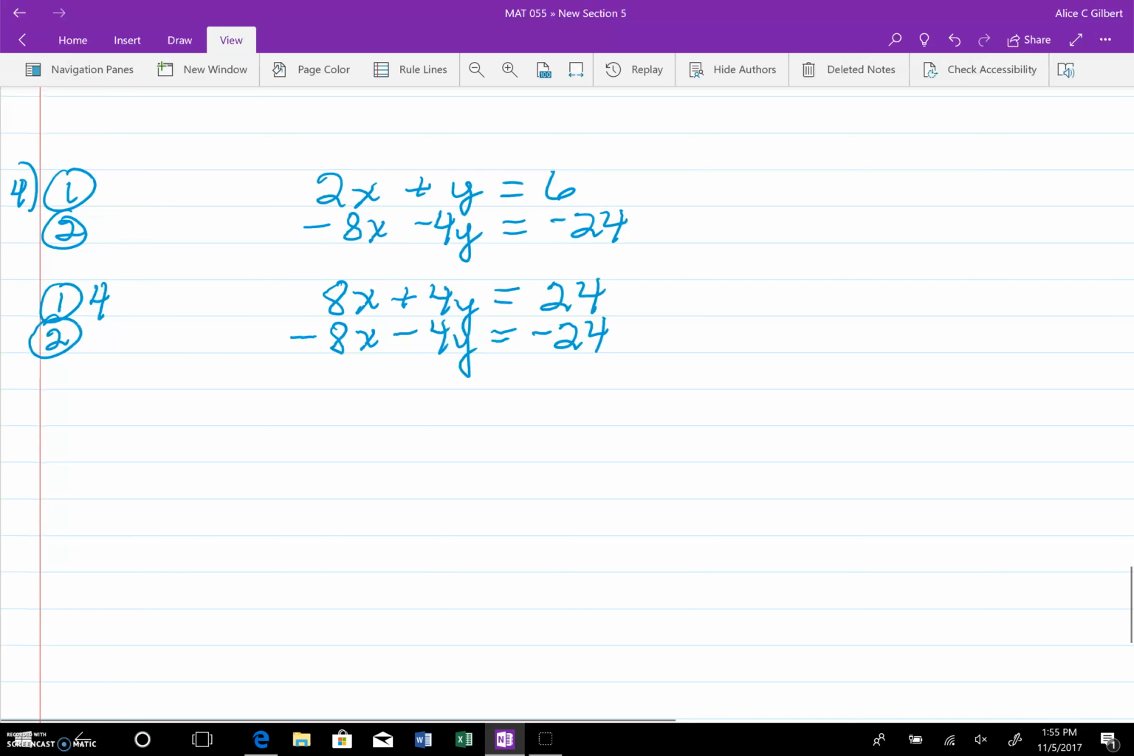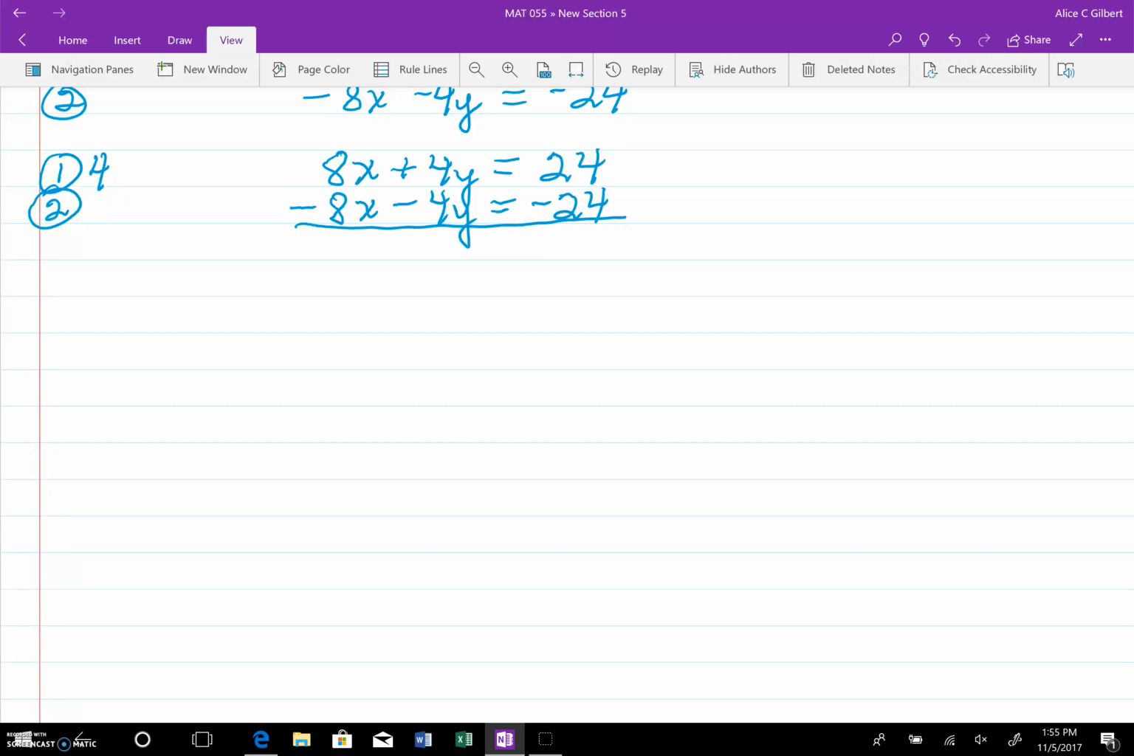And now I'm going to add them up, okay? And when I do this, I end up with 0 equals 0. Finish this, guys. If you do not, you won't know what to do, okay? So this is not an answer. 0 equals 0 is not an answer.